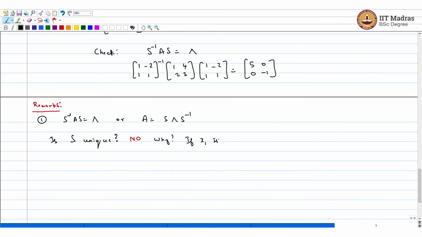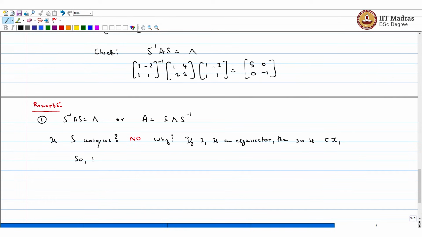If x1 is an eigenvector, then so is any constant multiple of x1. So, if you take the previous example, instead of taking 1 1, I could have taken 2 2, and I would still get a valid S.